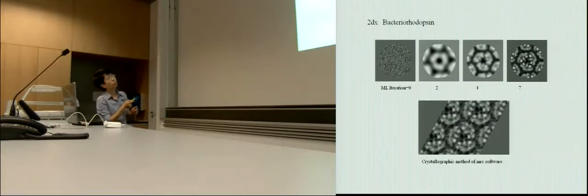The structure from maximum likelihood. Generally, when you have very good crystals, it should give a very similar result. But if you have bad crystals, this method should be better. You should see a better result than the crystallography method.